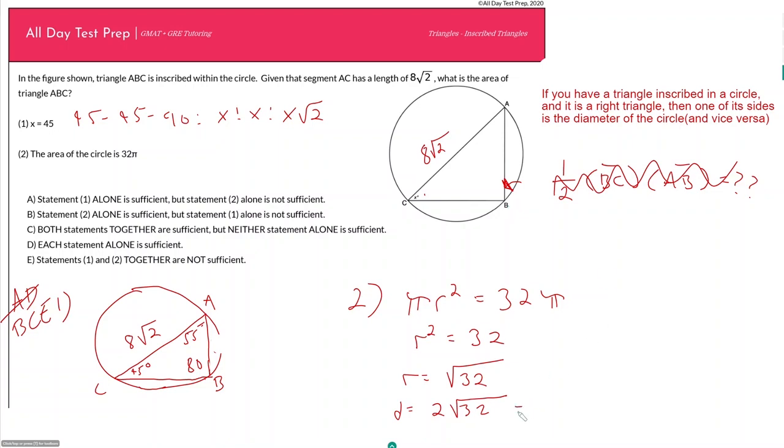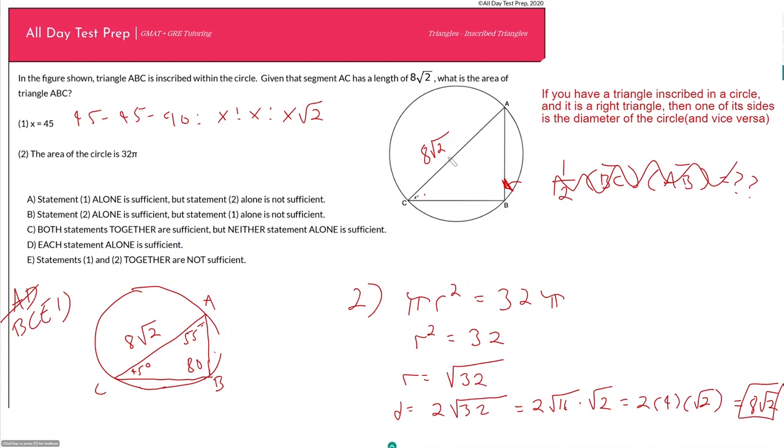And so let's see. If I want to simplify this, I want to find perfect squares that I can extract from rad 32. This will be the same as 2 times rad 16 times rad 2. And rad 16, the square root of 16, is just 4. So 2 times 4 is 8, so rad 32 is equal to 8 rad 2. So this is telling me my circle has a diameter of 8 rad 2.